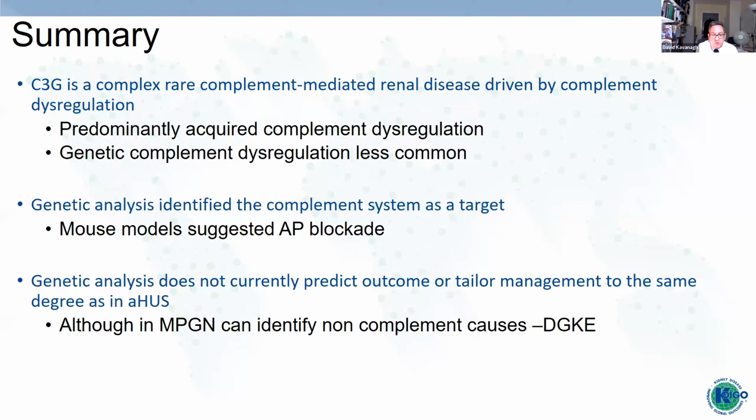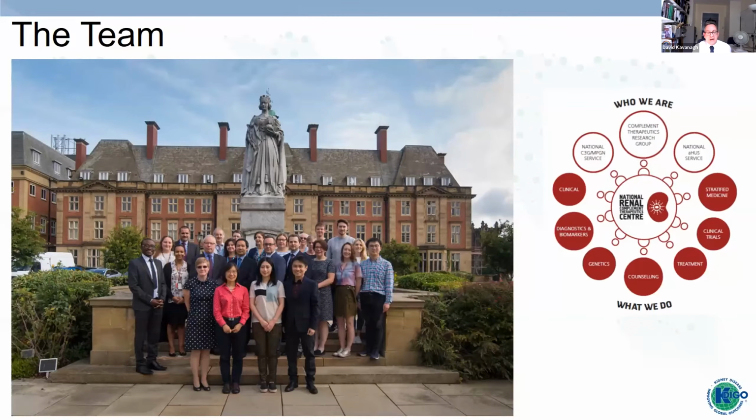We've seen from the mouse models, they are very good models of disease, and they would suggest that blockade at the level of the alternative pathway would be where you would want to target disease. And genetic analysis is very helpful, but it doesn't currently allow you to predict outcome or tailor management to the same degree as in HUS, though in some cases of MPGN, you can identify non-complement causes such as DGK epsilon. And with that, I shall hand over to Carla and thank my team in Newcastle.